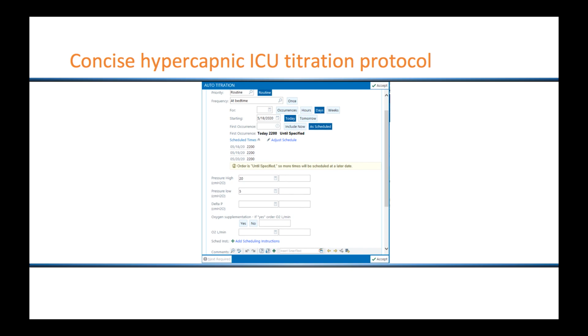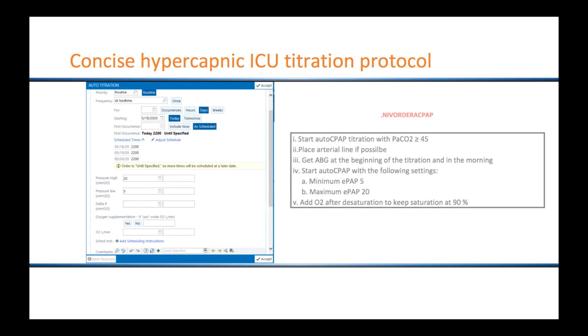This is the auto titration order for auto CPAP. Notice that there is a high pressure of 20 and a low pressure of 5. So the patient begins at 5 and titrates up accordingly to overcome an upper airway obstruction. You'll place the .NIV order a CPAP in the comments section. This provides the direction to the respiratory therapist for the protocol.